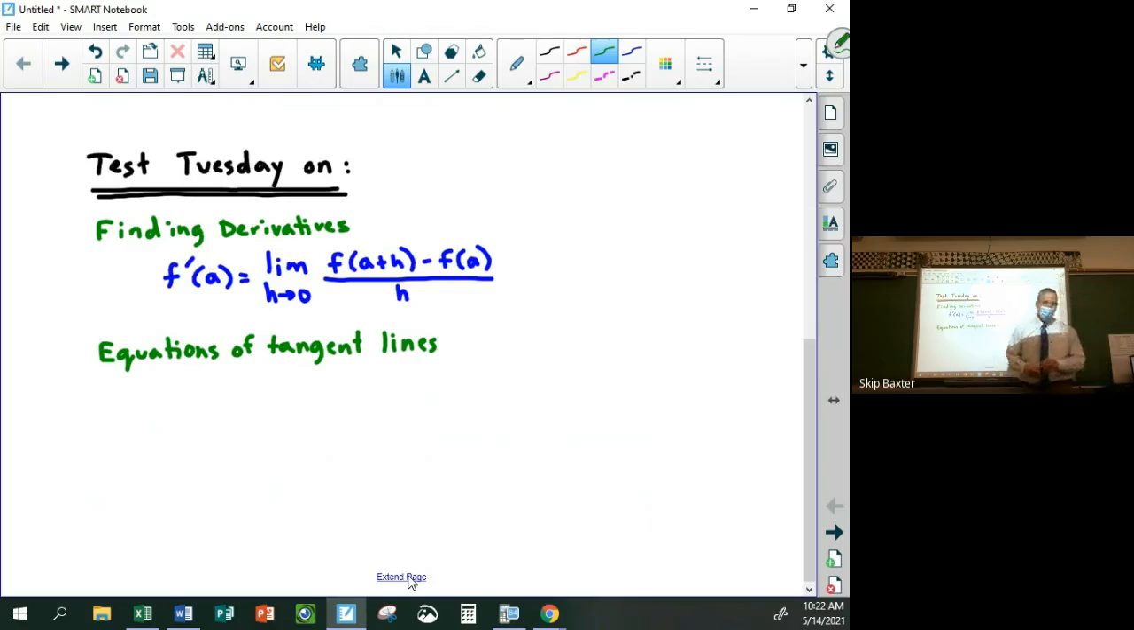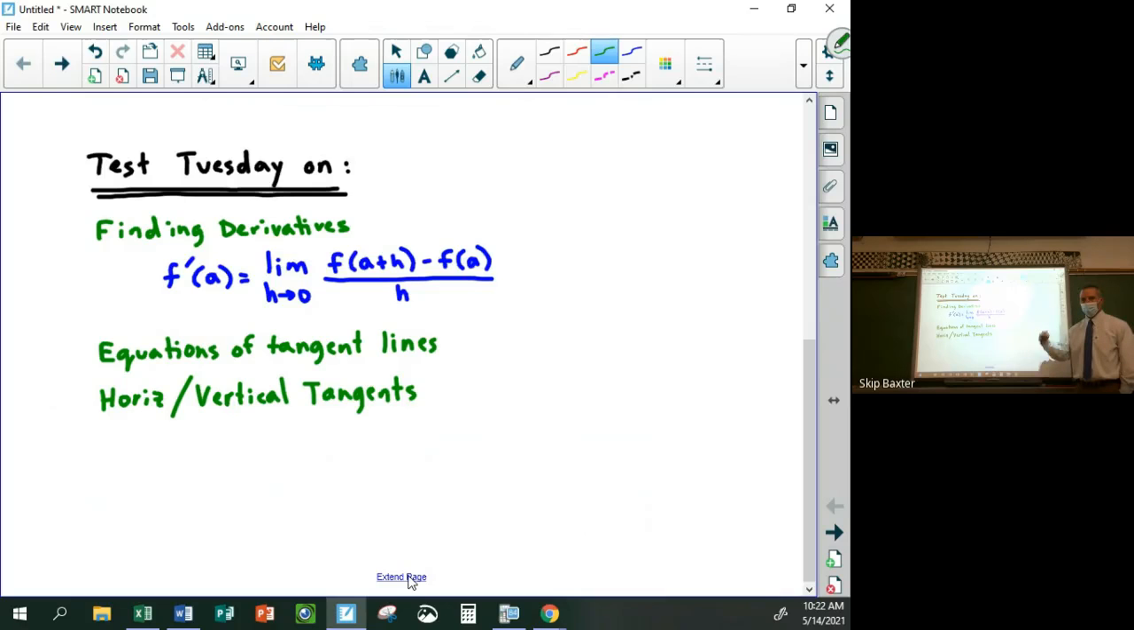Okay. Then we did horizontal and vertical tangent lines yesterday. So that's just looking at a curve and being able to identify points, high points, low points, flat spots. That's where the derivative is 0, horizontal tangent line, and then vertical tangent lines, which is a point of discontinuity or a corner or a cusp or an actual vertical tangent.